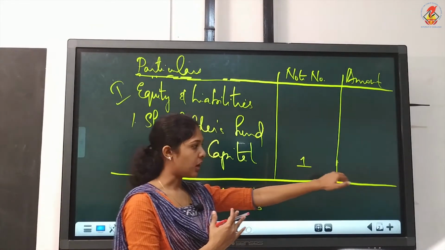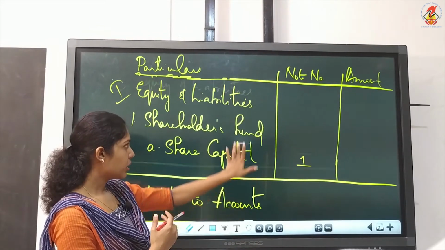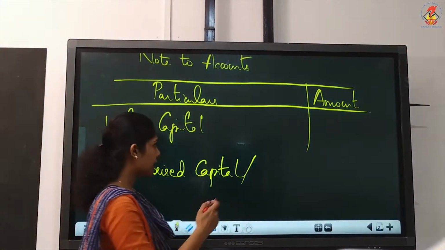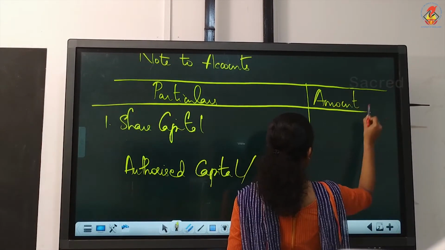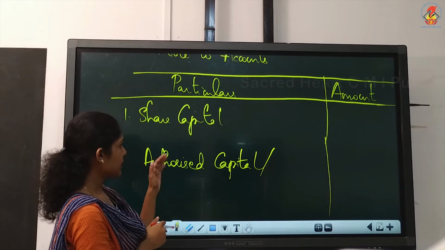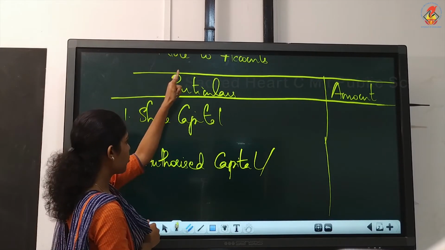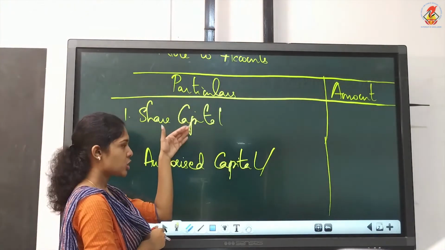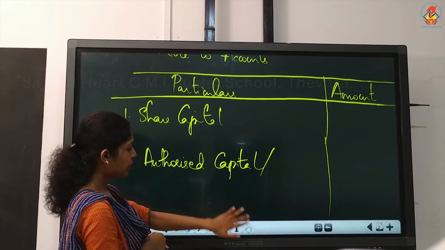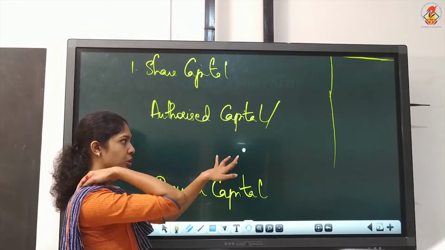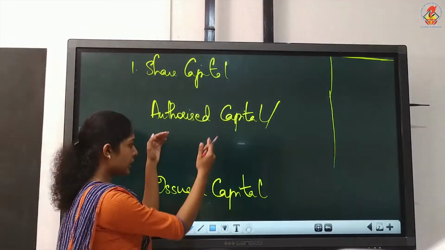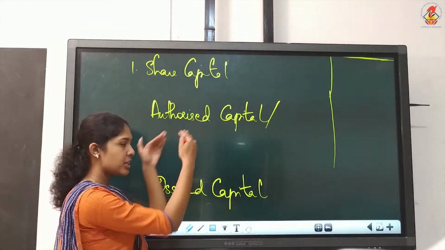Amount we can't write now. For that we have to do the working note. Working note is this, note to accounts. What's the format of note to accounts? Particulars and amount column. The first one, what are we writing now? It's a share capital classification we are showing. So you write share capital. Below that, we have to show the three classifications or three categories under share capital. No need to write three headings first. You write one by one.